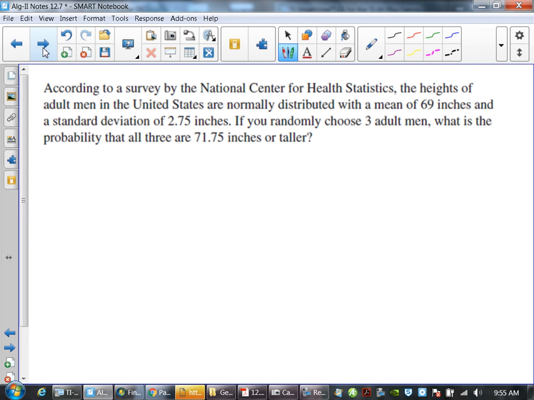So according to the survey of the National Center for Health Statistics, the height of adult men in the United States is normally distributed with a mean of 69 inches and a standard deviation of 2.75 inches. If you randomly choose 3 adult men, what is the probability that all 3 are 71.75 inches tall?